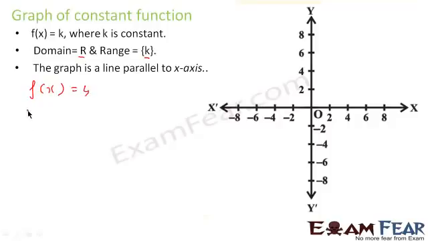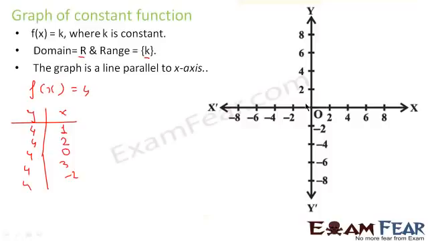So you say y and you say x. You give any value of x. You say x is equal to 1, then y is 4. You give x equal to 2, y is 4. You give x equal to 0, y is 4. You give 3, y is 4. You give minus 2, y is 4. So for any value of x, y is always 4.